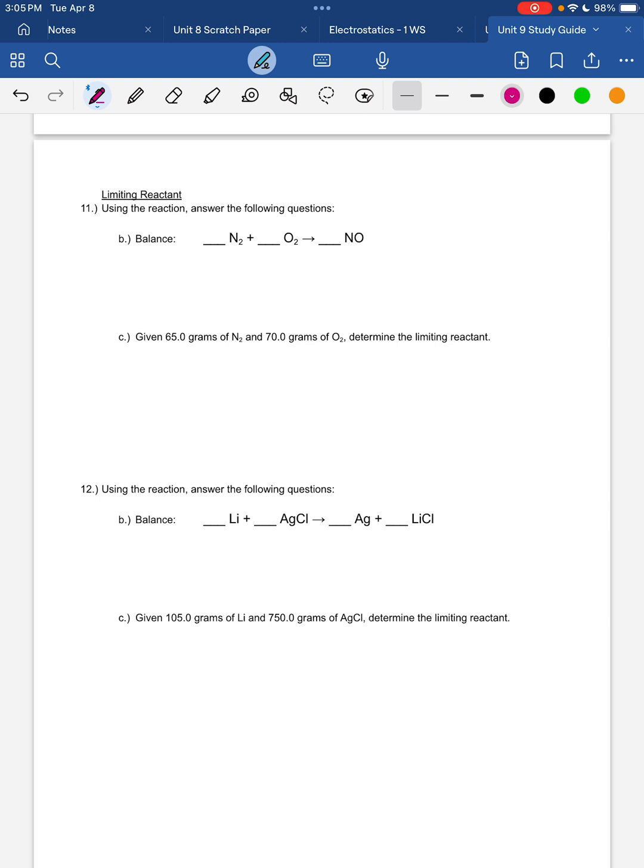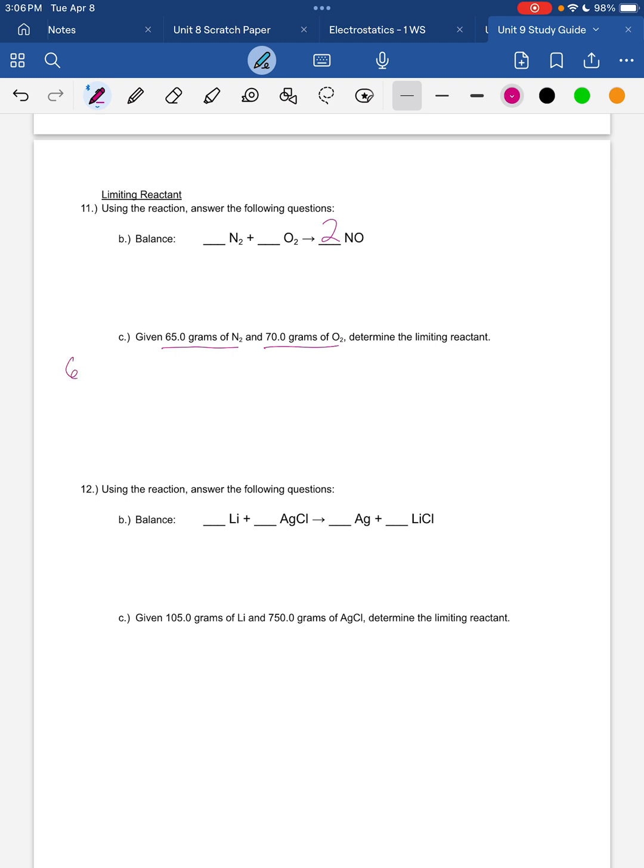Okay, so balancing this equation, we have 2 nitrogens on the left, 1 nitrogen on the right. So I'm going to multiply that by 2, and then that also takes care of our oxygen. So that one's pretty easy to balance. Okay, we are given in this scenario 65.0 grams of nitrogen, 70 grams of oxygen here, and it's asking what is our limiting reactant.